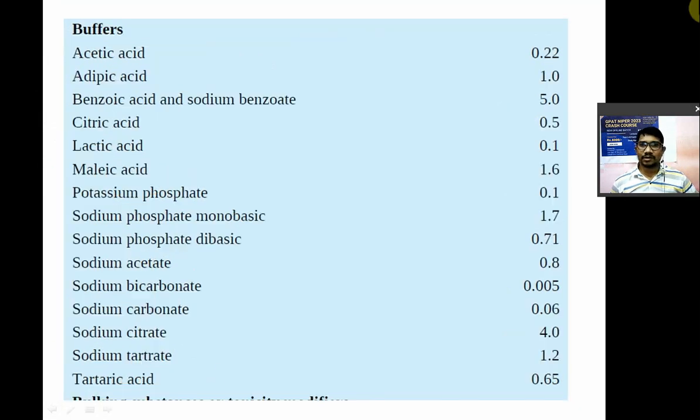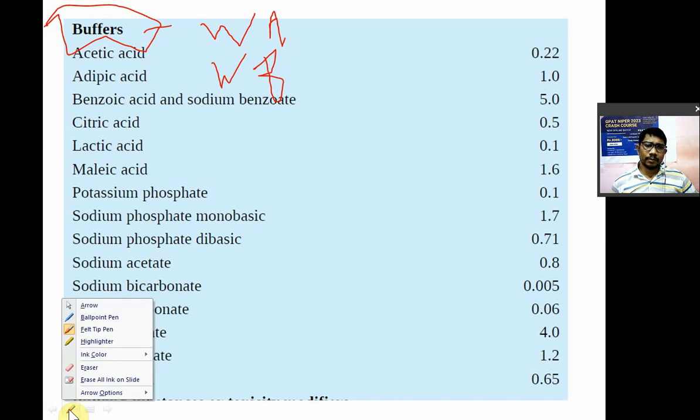Now buffers. So, commonly used buffers. Buffer means what? A buffer is a kind of preparation which can resist the pH change upon addition of a small amount of acid or base. They consist of a weak acid and its salt, or a weak base and its salt. They will resist the pH change. So, different types of buffers are used in parenterals.